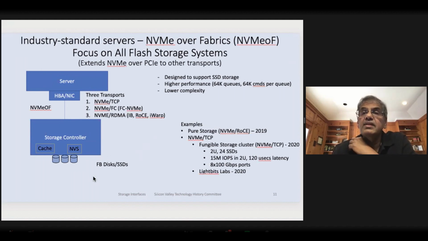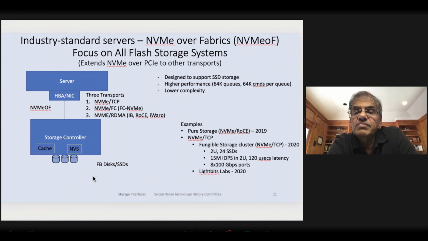The last thing here is, of course, NVMe. So now we're talking about a new standard that emerged recently to go after high-speed SSD storage. The NVMe over PCIe is for talking to local SSDs, but again, my focus is on storage systems. So that was extended to go over 3 different transports to become NVMe over Fabrics. You can do NVMe over TCP, NVMe over Fibre Channel, or NVMe over RDMA, and within that, you can do InfiniBand, RoCE, or iWARP.